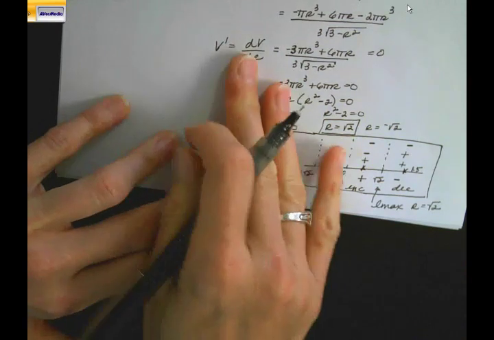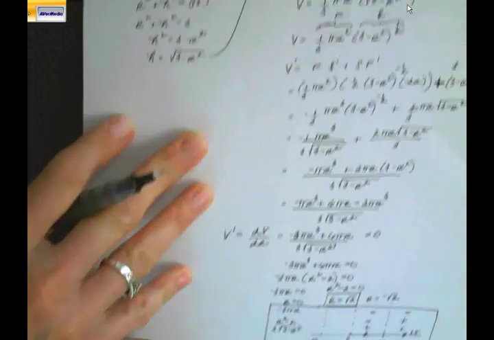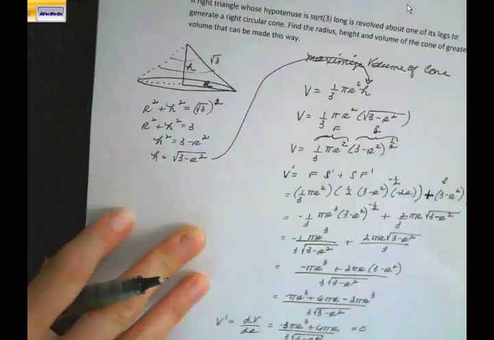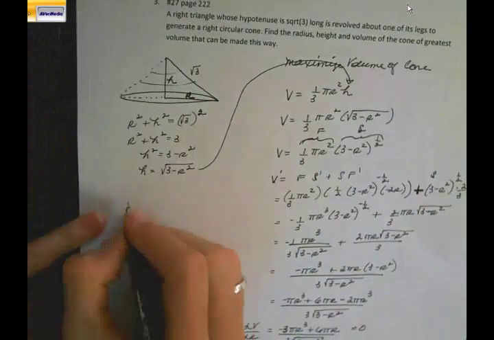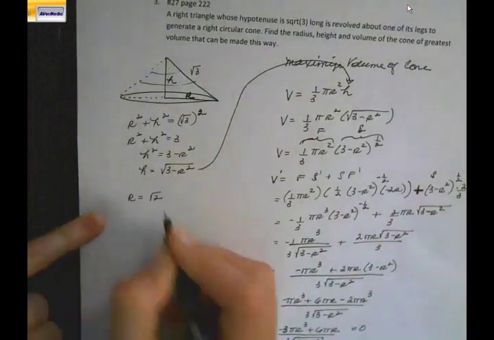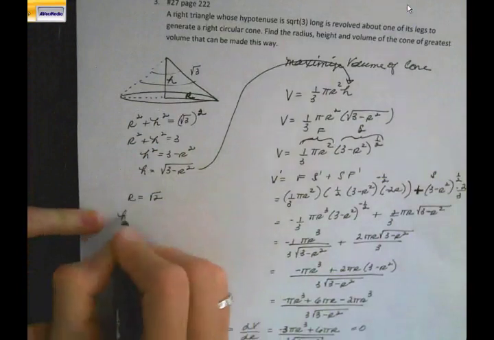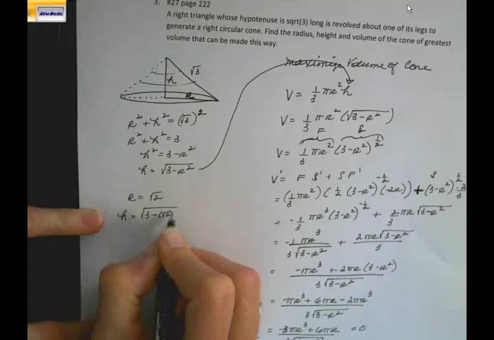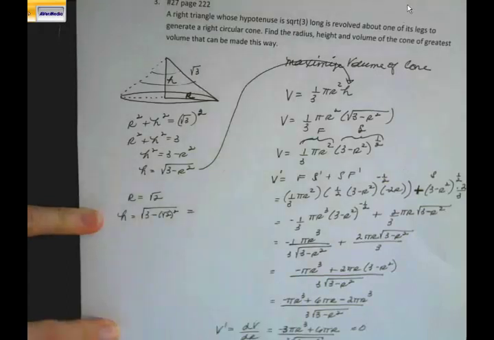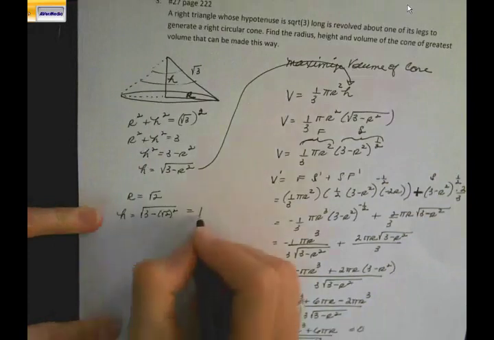So then you got to read the question again. The question was, find the radius, height, and volume of the cone. Well, the radius needs to be square root of 2. The height needs to be 3 minus the square root of 2 squared, which is the square root of 3 minus 2, which equals 1.